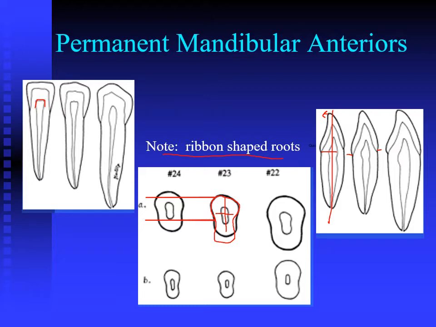Normally, we will have a single root and a single root canal in these teeth, but they will be broad in a facial-lingual dimension and narrow in a mesial-distal dimension. There is a fairly strong characteristic, and I'll show you in this next slide, of mandibular incisors being single-rooted but having two root canals, and I want you to really pay attention.